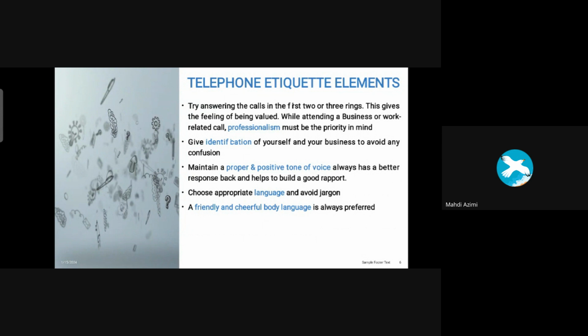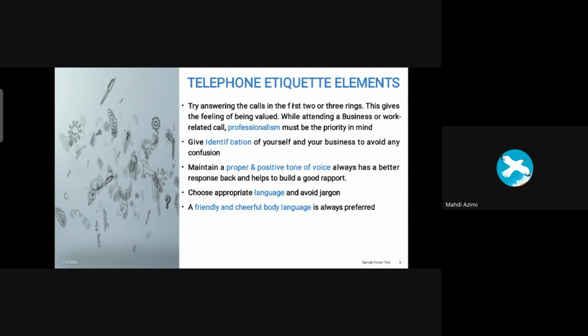Number one, answering the calls in the first, second or third ring. It gives the feeling of being valued. You should always answer. If we are not answering, there are machines known as answering machines, where we can leave a message, so that we do not make the other people wait for a very long period of time.